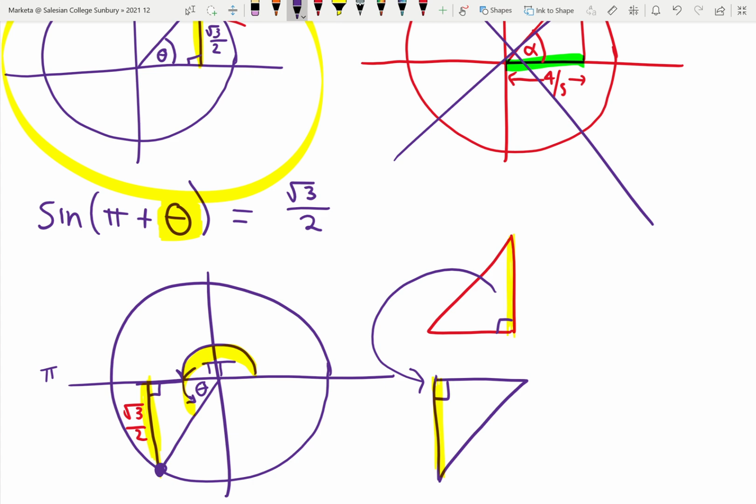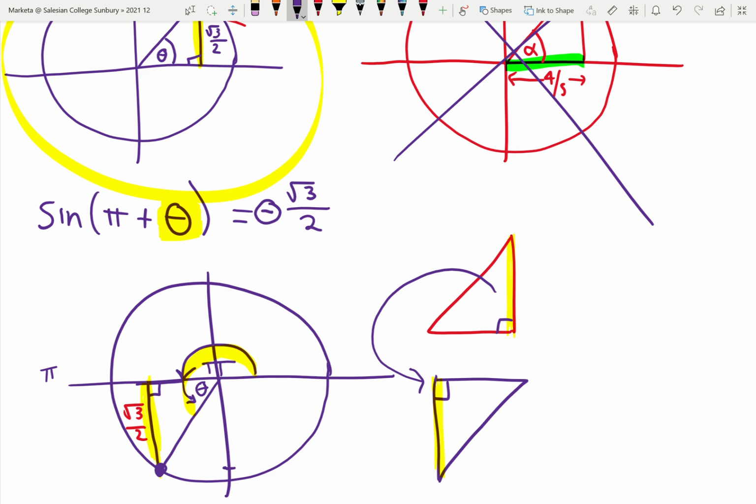But what we also need to consider is whether it's positive or negative. So this is the point here, and this y value, which sine represents the y value of the point, is going to be negative. You can see that because this would be a negative y value on a Cartesian plane, where y represents sine and x represents cos. So I need to put the negative in too.